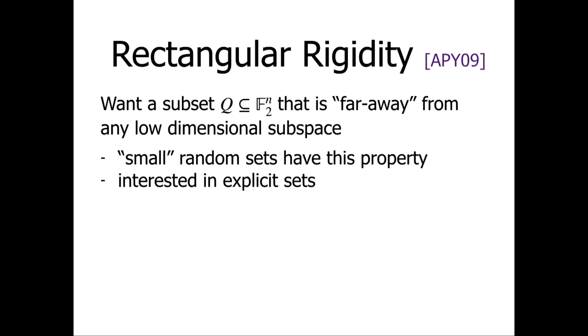which you can think of as a generalization of Valiant's notion of rigidity. What they ask for is a subset of vectors in F2 to the n that has the property that these points are somehow far away from any low-dimensional subspace. Usually for such structures, if you just pick a random subset of F2 to the n of appropriate size, you'll see that they are rigid, or that they have these nice properties. And in this talk, what we're really interested in is explicit sets, in the sense that there's a polynomial-time algorithm that will actually output all the points in the set.